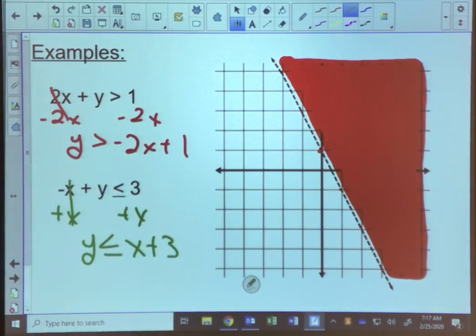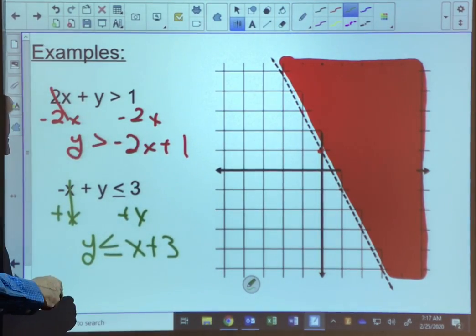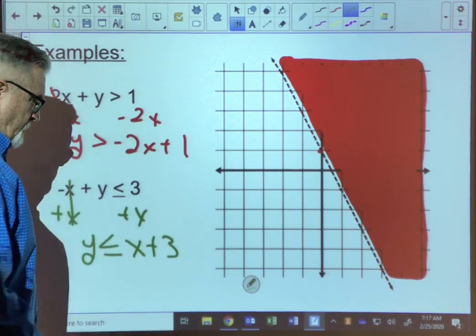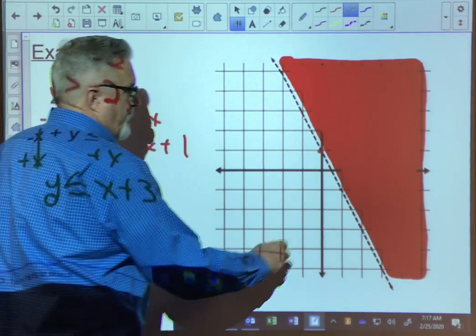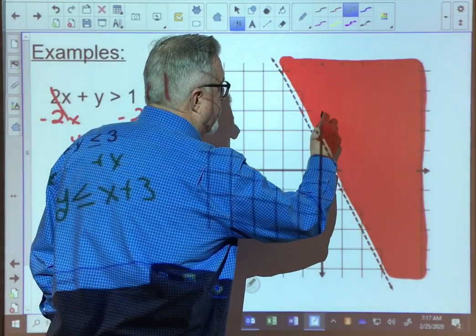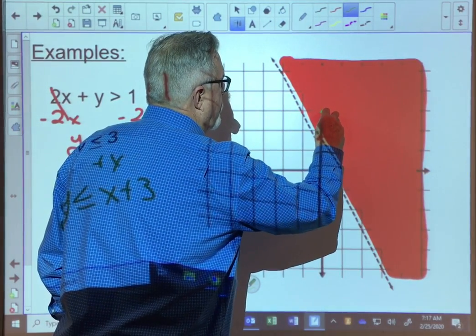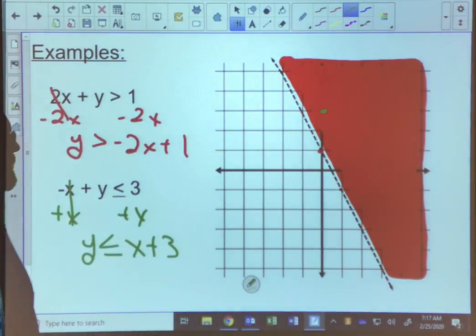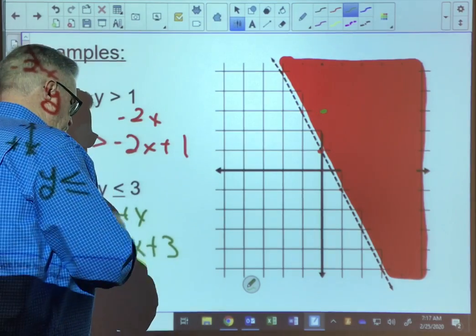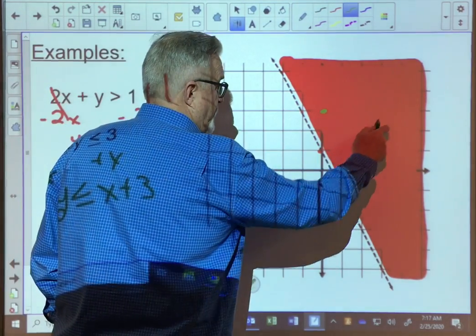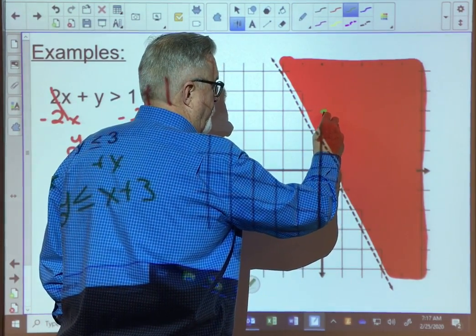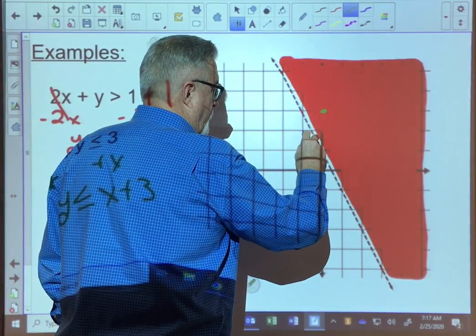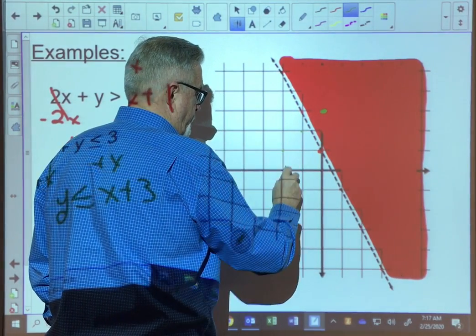On it, we've got y is less than or equal to x plus 3. Well, we have a y-intercept of positive 3, so 1, 2, 3. It's a little dark for me. And then, let's see, we have a slope of positive 1. Since it's positive 1, it'll be easier to go down 1 and 1 to the left, down 1, 1 to the left, down 1, 1 to the left.